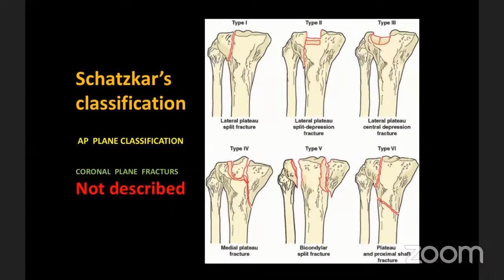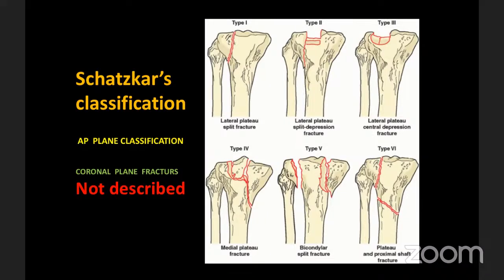Now, Schatzker's classification. This is an AP plane classification. There is no picture of the lateral view, the coronal plane. In the whole classification, type 1 to type 6, all are pictured in AP view. There is no lateral view. So it has not described any coronal plane fracture. It is only AP plane fracture.